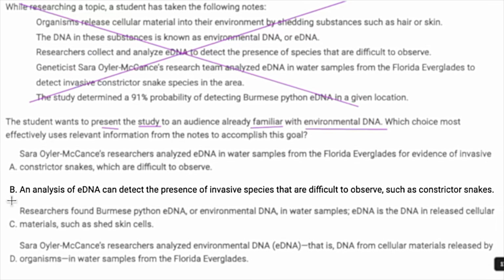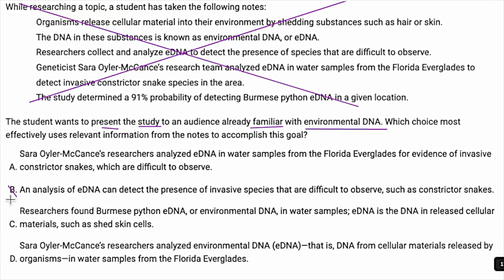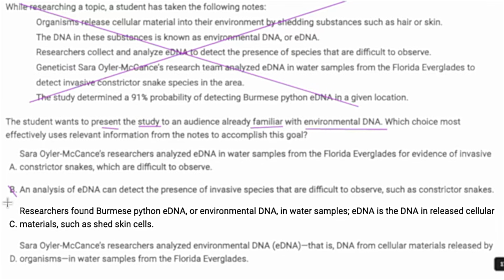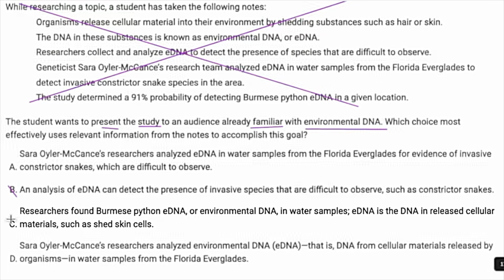B says an analysis can detect the presence. Okay, this is just saying what an analysis can do. It's trying to explain something to me, but if I'm already familiar with DNA, I'm assuming I wouldn't need this explanation. So B is out. Researchers found Python DNA or environmental DNA in water samples. Again, it's telling me that eDNA is environmental DNA. If I was familiar, I should already know that. So I'm going to get rid of C.